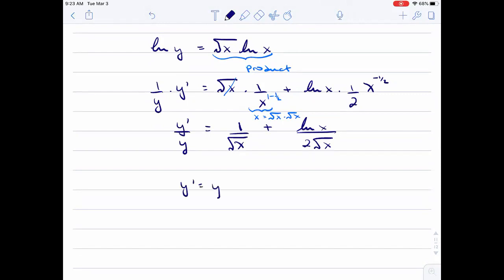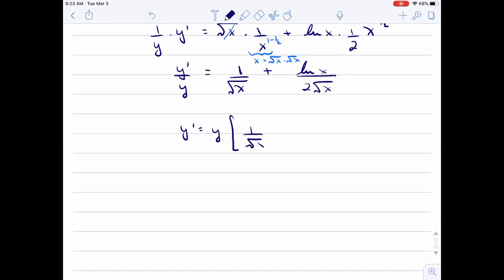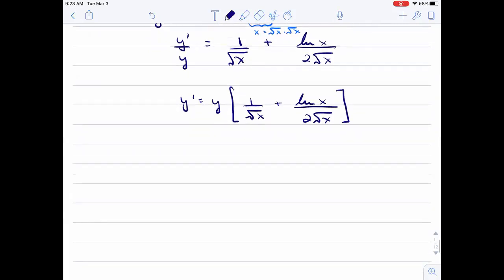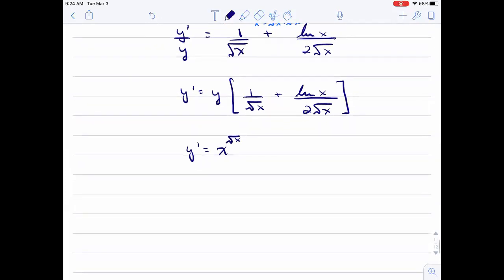And so we get y prime is y times 1 over root x plus the natural log of x to root x. Oops, not to root 2, to root x. So finally, substituting in for y equals x root x, or x to the root x. I can simplify the denominator, because I've got a root x and a 2 root x. And so what can I do? I can multiply 1 over root x by 2 over 2. So then I get times 2 plus the natural log of x over 2 root x.